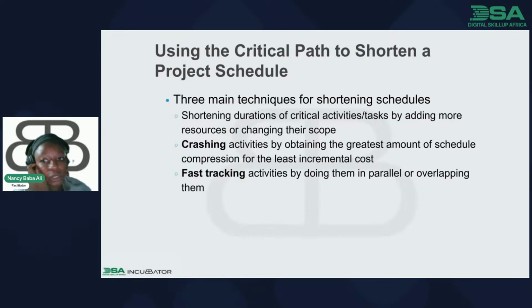So, using the critical path to shorten a project schedule, there are three main techniques for shortening schedules: shortening durations of critical activities or tasks by adding more resources or changing their scope, crashing activities by obtaining the greatest amount of schedule compression for the least incremental cost, and then fast tracking activities by doing them in parallel or overlapping them.